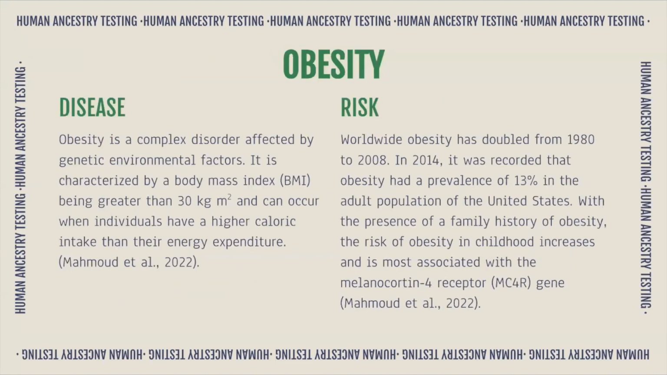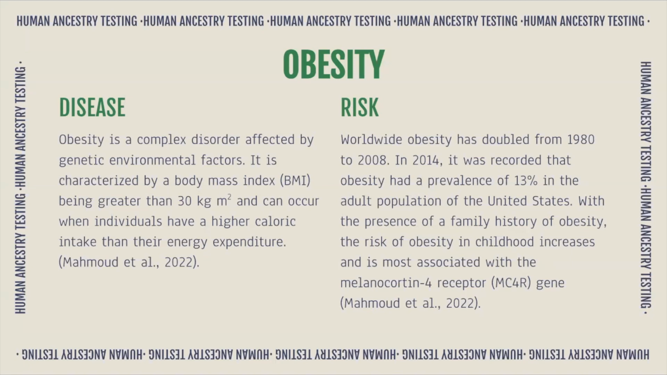Next, we will look at obesity as the disease and risks. Obesity is a complex disorder affected by genetic and environmental factors. It is characterized by a body mass index, or a BMI, being greater than 30 kilograms per meter squared. It often occurs when individuals have a higher caloric intake than their energy expenditure. Worldwide obesity has doubled from 1980 to 2008. In 2014, it was recorded that obesity had a prevalence of 13% in the adult population of the United States.